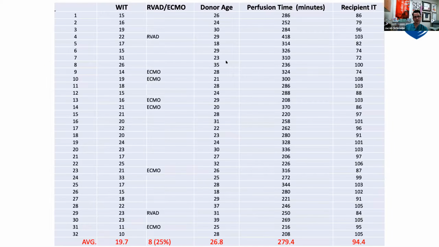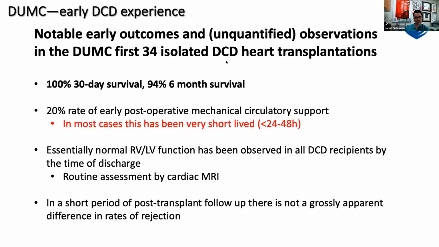You also see that about 25% of our initial cohort required some mechanical circulatory support after the transplant. That's not uncommon. If you look at the Sydney group, they're very aggressive with post-transplant mechanical circulatory support. What I will say is that this has actually gone down significantly. We're probably down to less than 10% as we've gotten better at this and more comfortable with the whole process. And then our recipient ischemic time has been about 19 minutes.